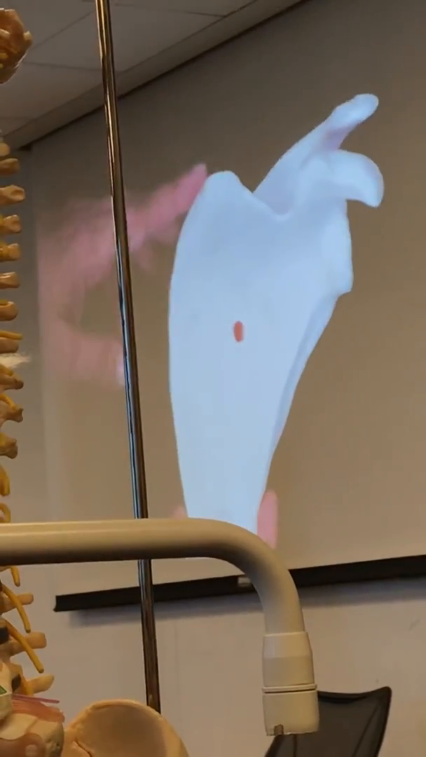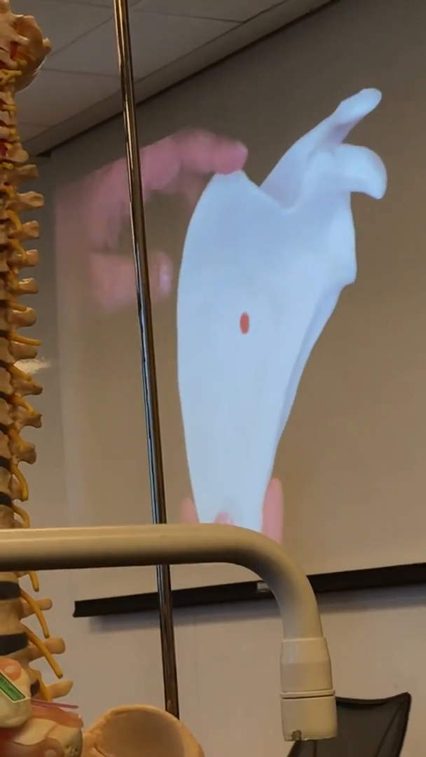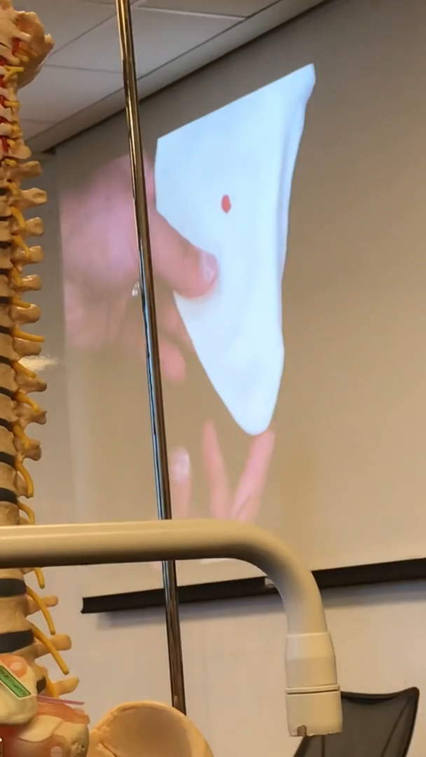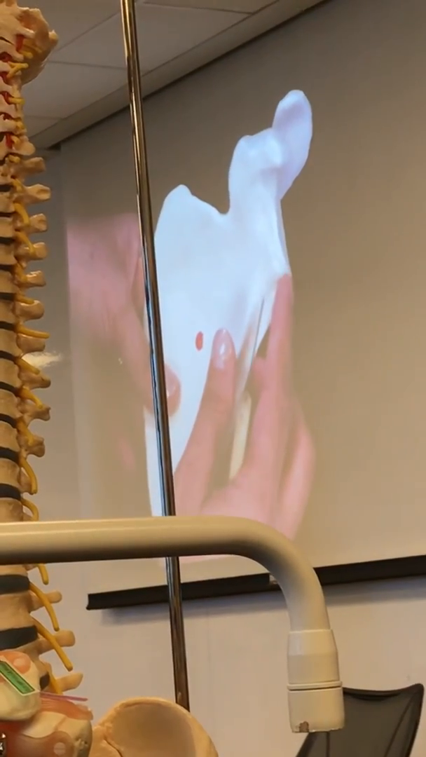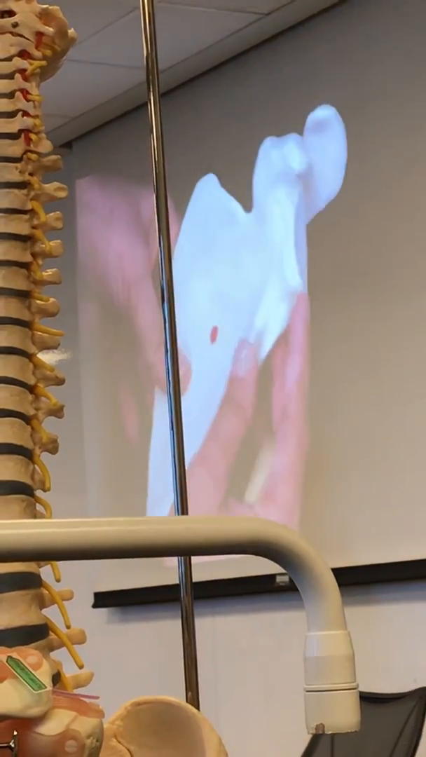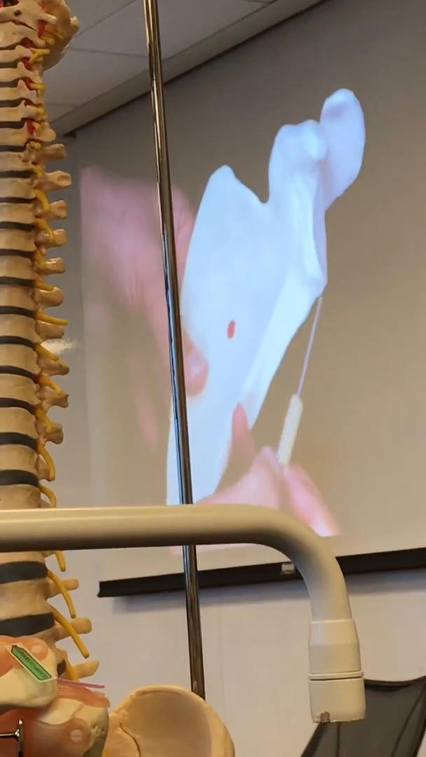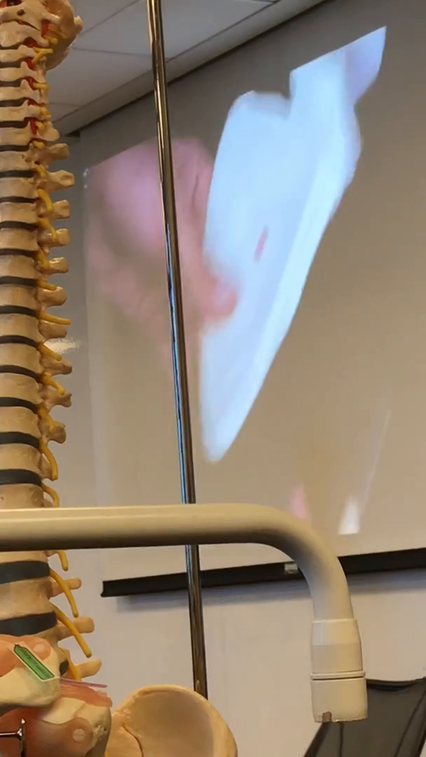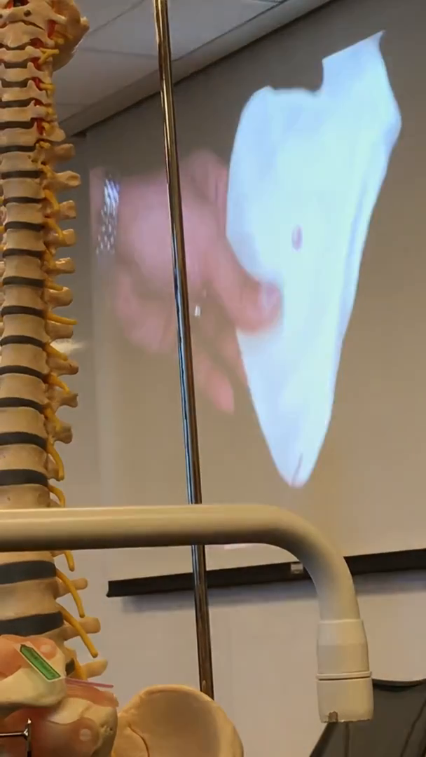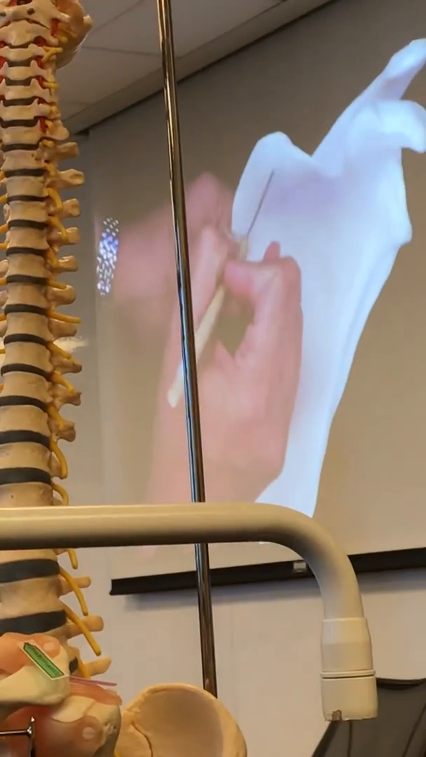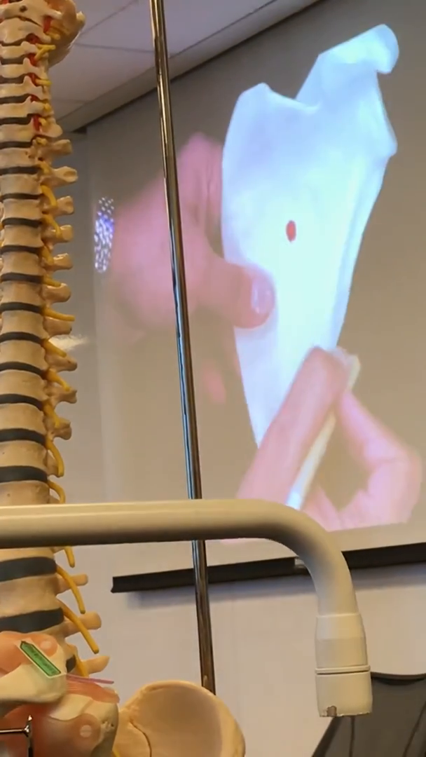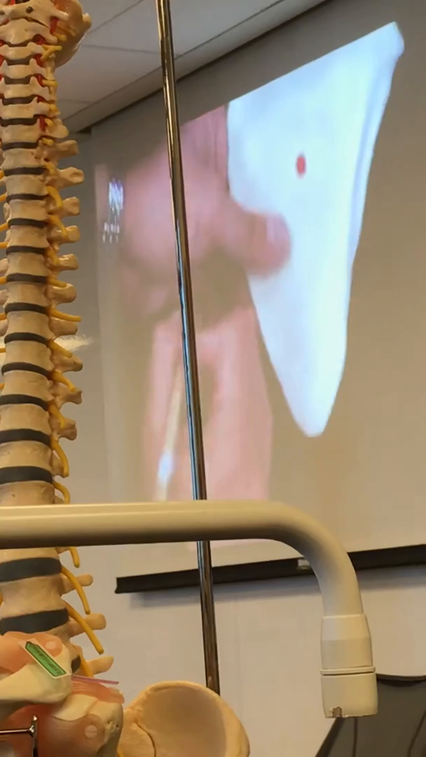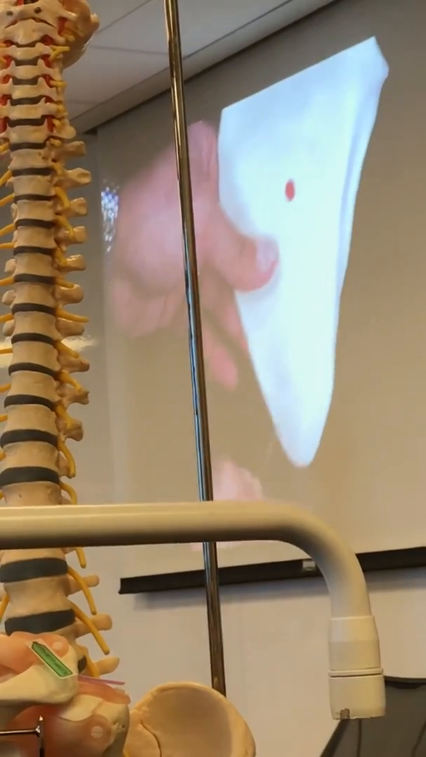Angles. This border, this angle right here, this is the superior angle. This is the inferior angle. And this right here is the lateral angle where the glenoid cavity is present. So again, if I use my needle, this is the lateral angle. This is the inferior angle. And this right here is the superior angle. Superior border, lateral border, on this side medial border.